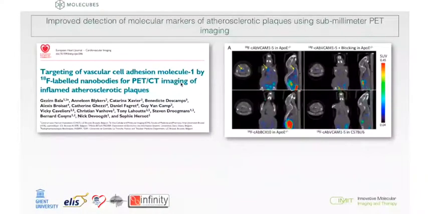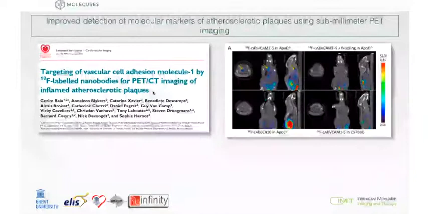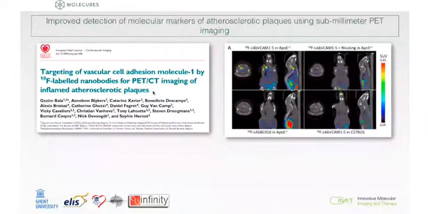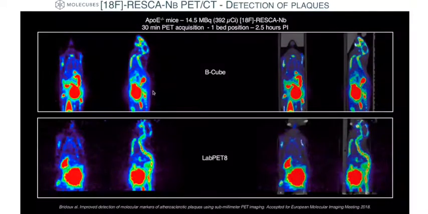Now something completely different. This is a collaboration together with the University of Brussels. They have big expertise in nanobodies. And so we try to label these nanobodies with fluorine-18, and we try to use nanobodies to visualize atherosclerotic plaques. So again, you have to do this in mice, so we have to look at very, very small lesions. So we need a scanner with pretty good spatial resolution to see these small lesions.